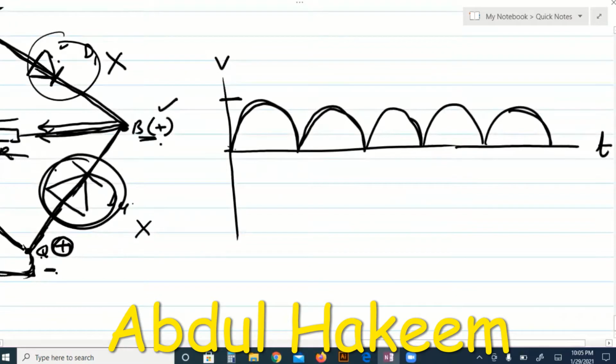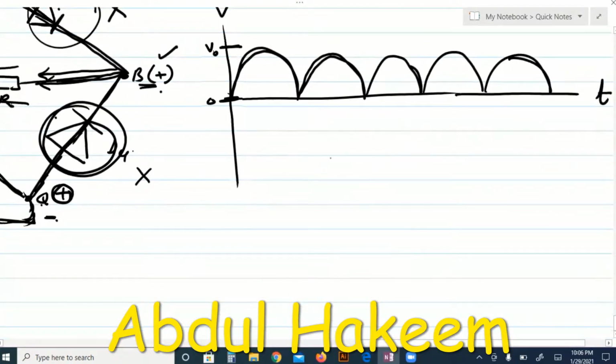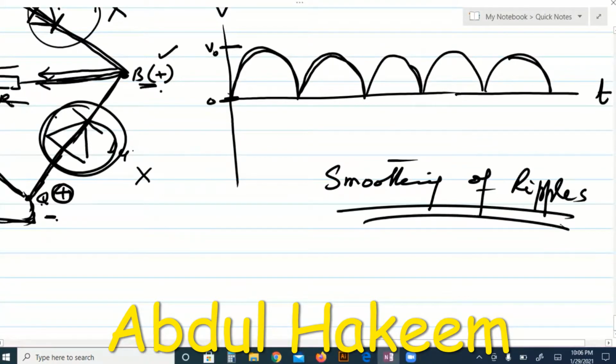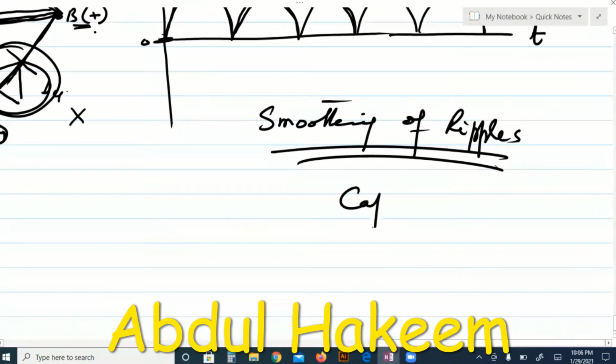The voltage is fluctuating between 0 and the maximum value, and we have to decrease this fluctuation. The decrease in the fluctuation of the voltage, the decrease in the fluctuation of the current, right, is called smoothing of ripples. And this smoothing of the ripple is done with the help of a capacitor, which is connected parallel to the resistor.